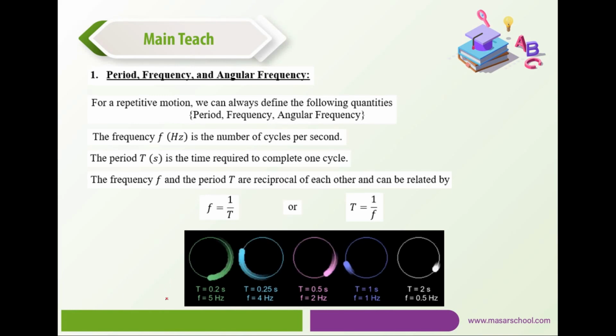Now here, if you look at the following animation, the first one has a frequency of 5 Hz, then 4 Hz, then 2 Hz, 1 Hz, 0.5 Hz. If we're reading this animation from left to right, we notice that the frequency decreases.